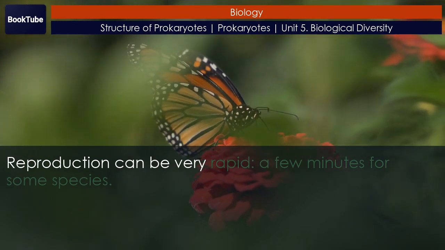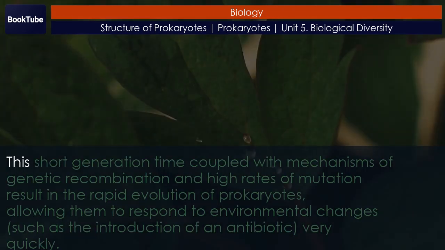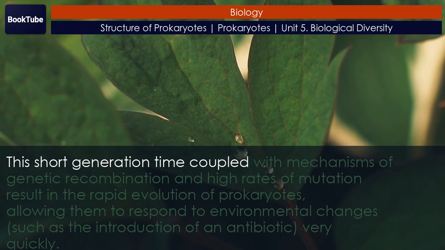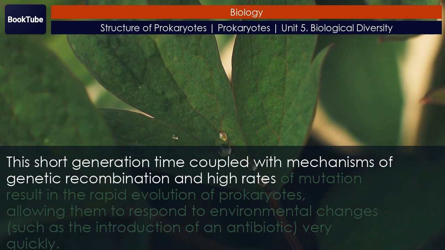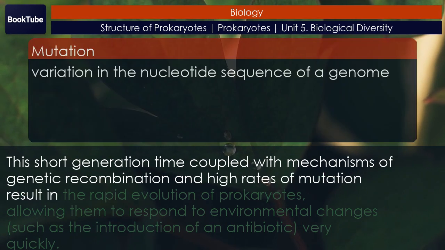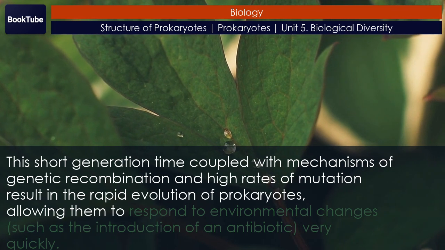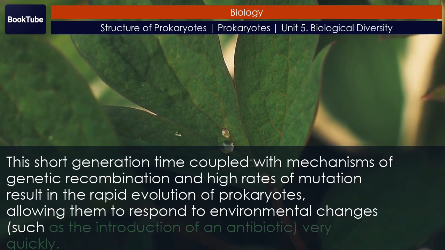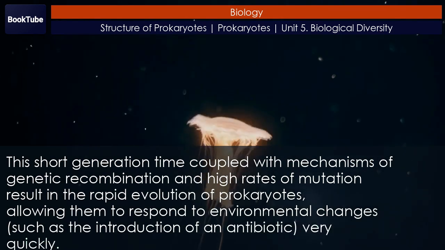Reproduction can be very rapid, a few minutes for some species. This short generation time coupled with mechanisms of genetic recombination and high rates of mutation result in the rapid evolution of prokaryotes, allowing them to respond to environmental changes, such as the introduction of an antibiotic, very quickly.